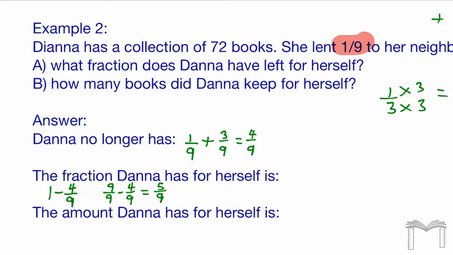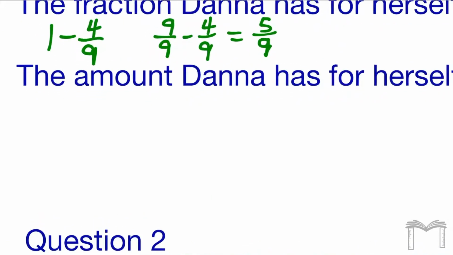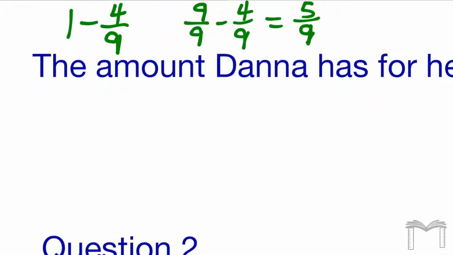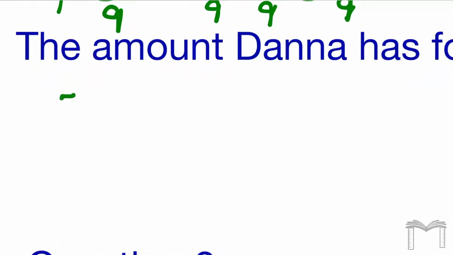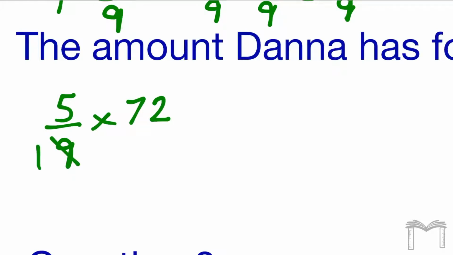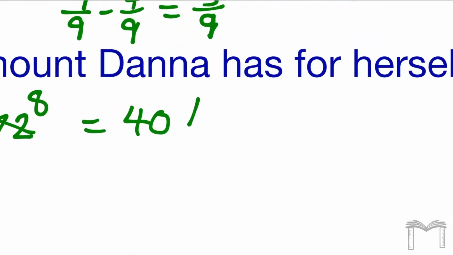And part B, how many books did Diana keep for herself? So she started with 72 books, and now she has 5/9 of those books. So 5/9 of 72. 9 into 9, 1. 9 into 72, 8. 5 times 8 is 40, so that's 40 books. Always remember to put your units.